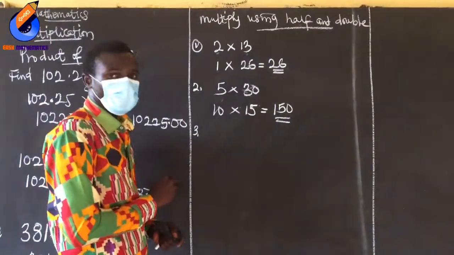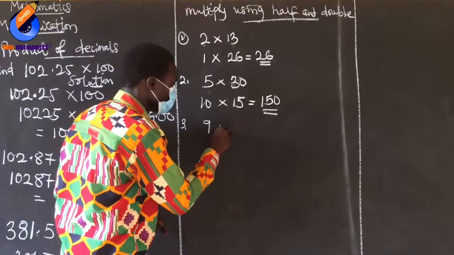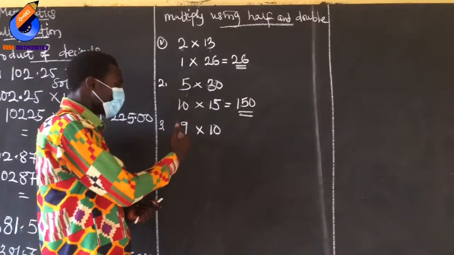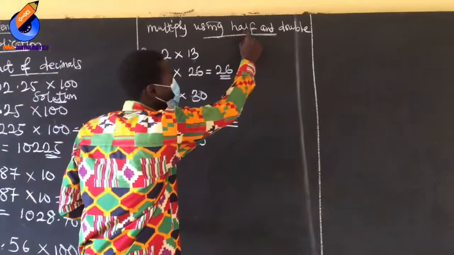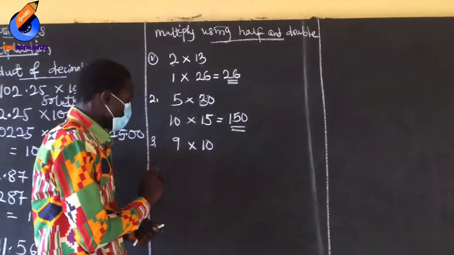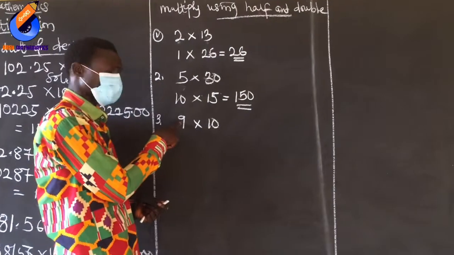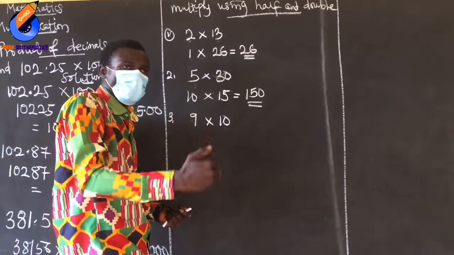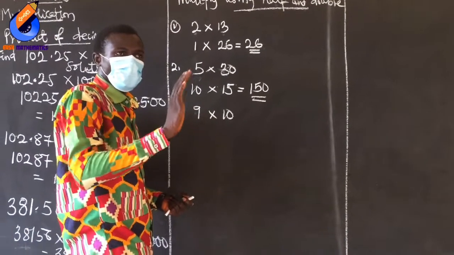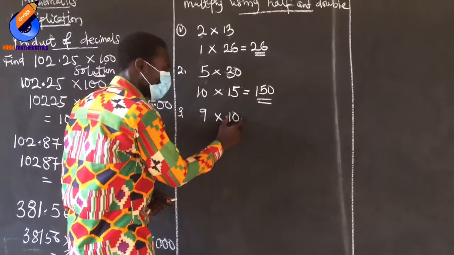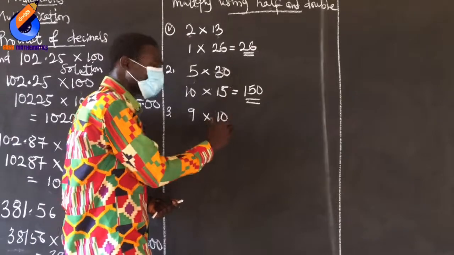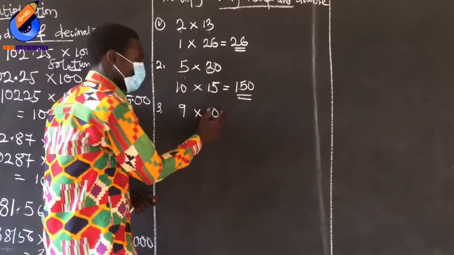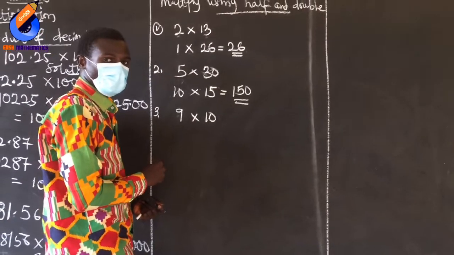Let's try the next one. We have 9 times 10. You are multiplying 9 times 10 using half and double. If you are to use half for 9, half of 9 will give me 4.5. So I don't want to use 9. But let me see, if I have 10, I'll get 5. So I have to double 9 and half 10.